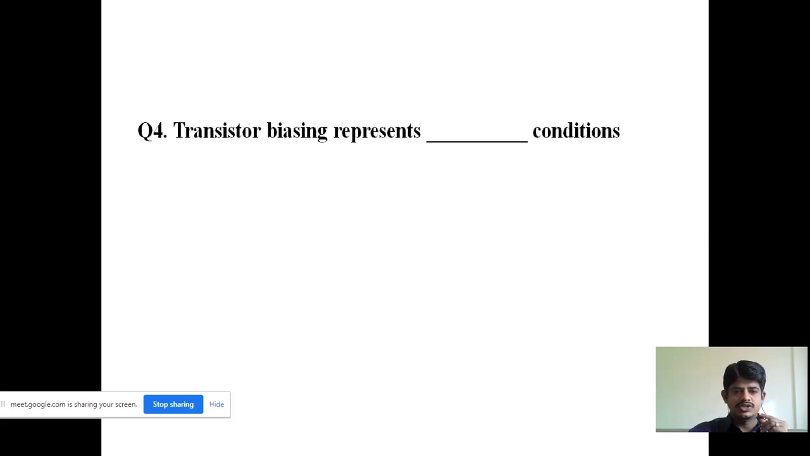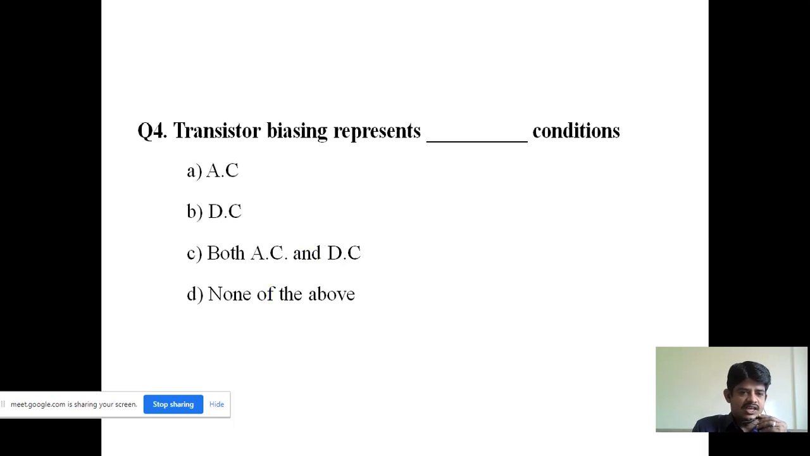Next, move to the next question. Transistor biasing represents dash condition. So biasing means what do you do? You set the transistor, either in the active region, saturation region, or cutoff region. Biasing is set by taking a biasing voltage. So what will you use to set this? Are you using AC or DC, or using both AC and DC, or none of the above? What will you use to set the transistor biasing?